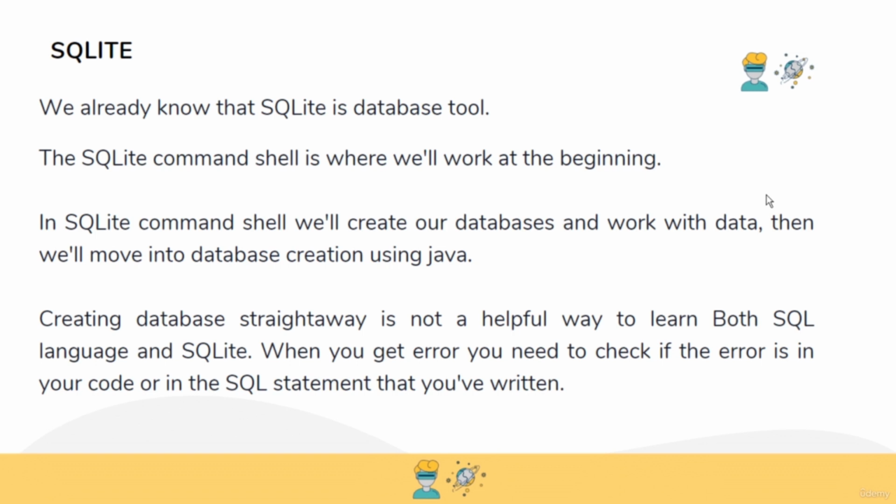In SQLite command shell, we'll create our database and work with data. Then we'll move into database creation with Java. Creating a database straight away is not a helpful way to learn SQL, SQLite and Java at the same time. When you get an error, you need to check if the error is in your code or in the SQL statement that you've written. When you learn SQL, you're preparing yourself to communicate with the database and use relational database management systems like SQLite, MySQL, PostgreSQL, Oracle, and more.